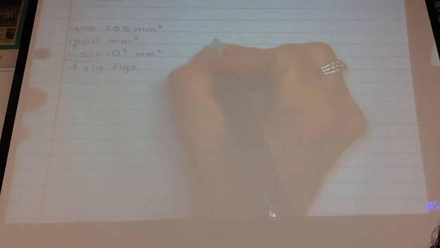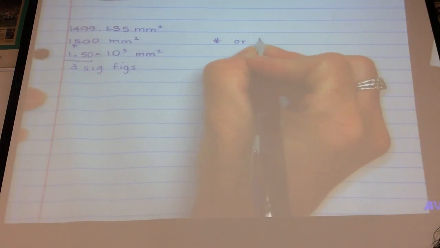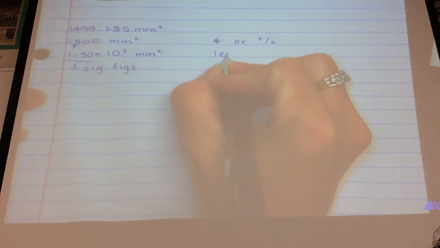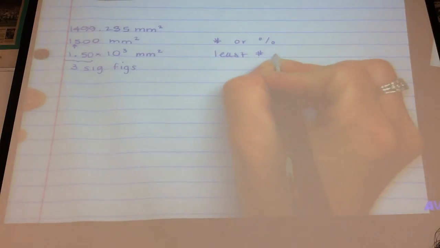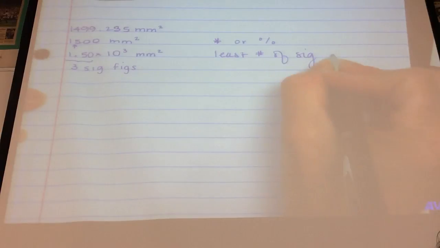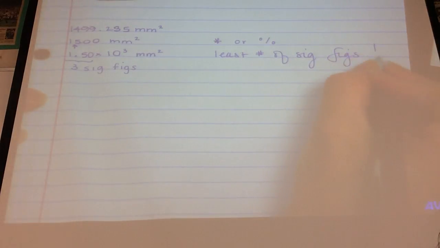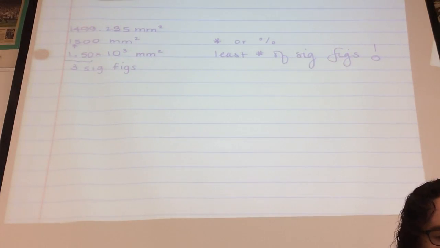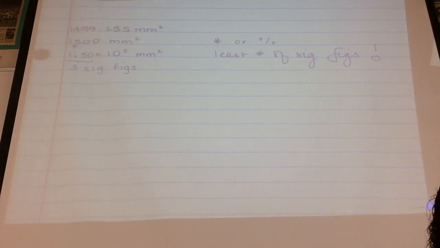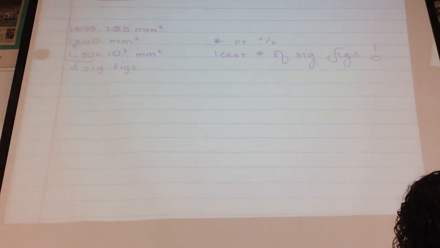So when you multiply or divide, you go to the least number of significant figures. And like I said, the trickiest part is when you have to maintain those spaces for the value, and we'll go through several of those when we do our examples.